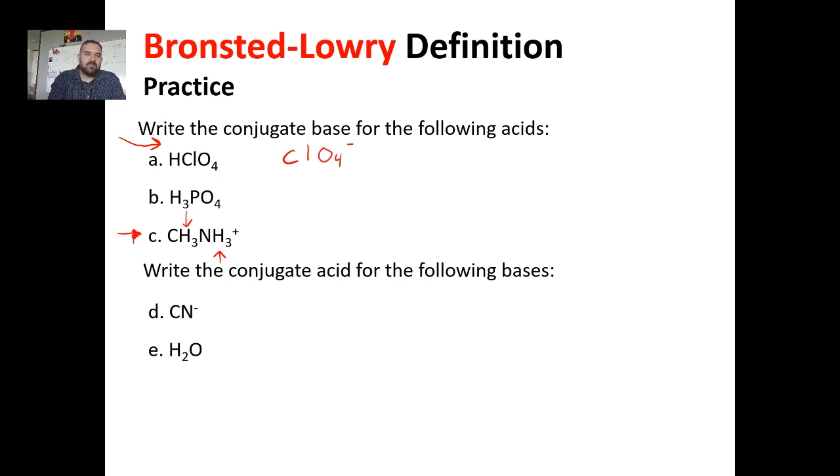All right, so let's go over these real quick. So the first one, what's it going to become? H2PO4 minus. What's the next one? CH3NH2, and it loses the charge. What does CN minus become? HCN. What about H2O? H3O plus. Easy, right? All right, let's move on.